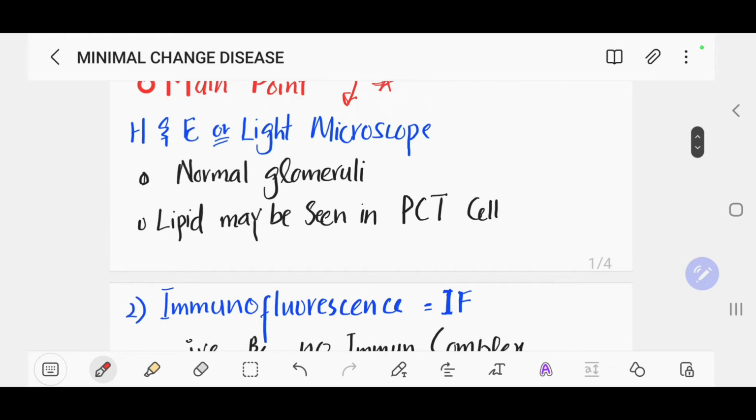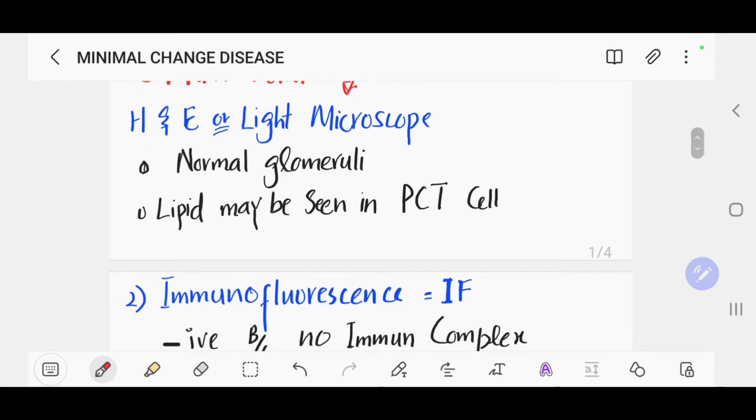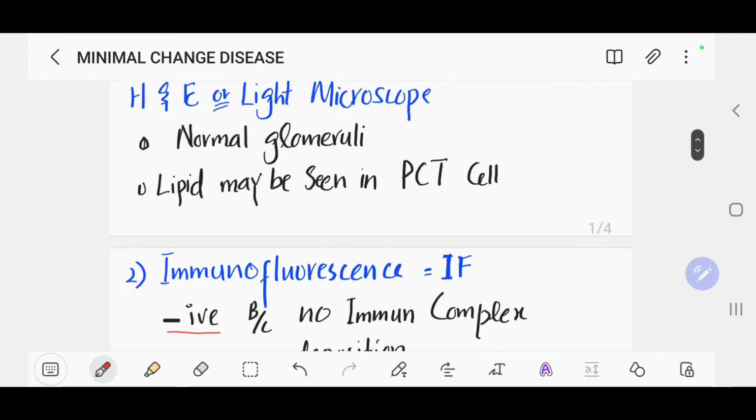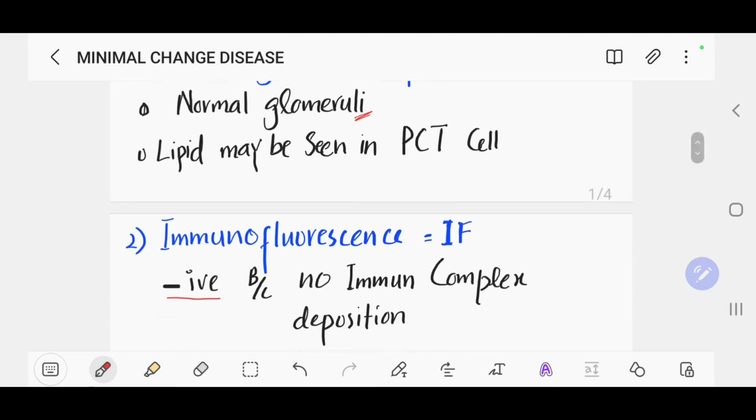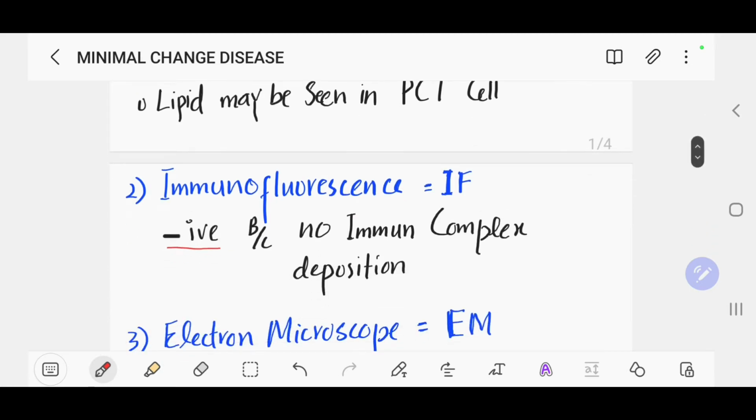The first one, on light microscope, there will be normal glomeruli. The glomeruli will look normal, and lipid may be seen in the proximal convoluted tubular cells. Actually this is also important, but the normal glomeruli is more important. What will be there on immunofluorescence? On immunofluorescence, it will be negative. Why? Because there is no immune complex deposition in minimal change disease.